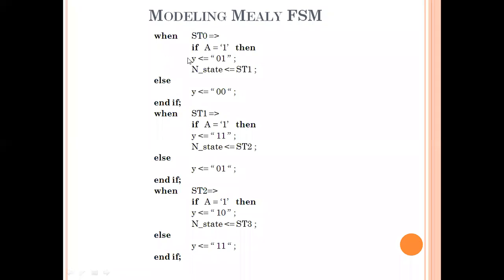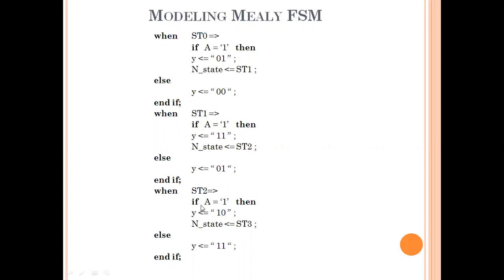Next, when in state 1, again if a is equal to 1, then it will go to the next state, that is state 2. Else if a is equal to 0, the output is 01 and the state is the same, right? So this is writing the simple state diagram with VHDL code, that is the Mealy FSM. Again for the same, next state 2.